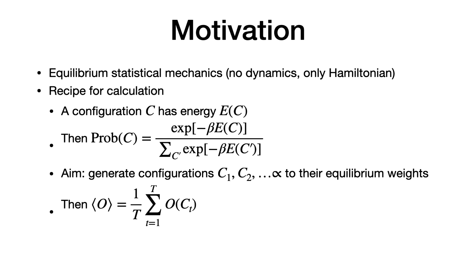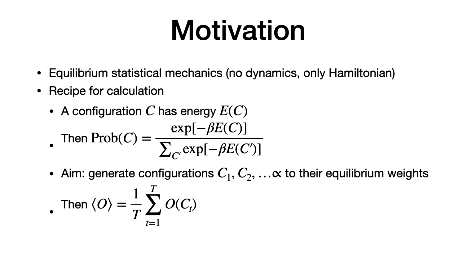So we started with the Ising model. When I specified the Ising model, what I gave is, given a spin configuration, what is the energy? I didn't specify any dynamics, but only a Hamiltonian. And then there was a recipe for calculation. It said that if a configuration C has energy E, then Boltzmann's prescription tells you how to compute the probability of a configuration, theoretically.